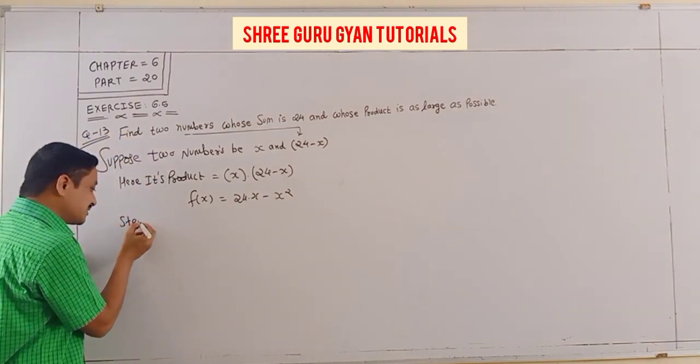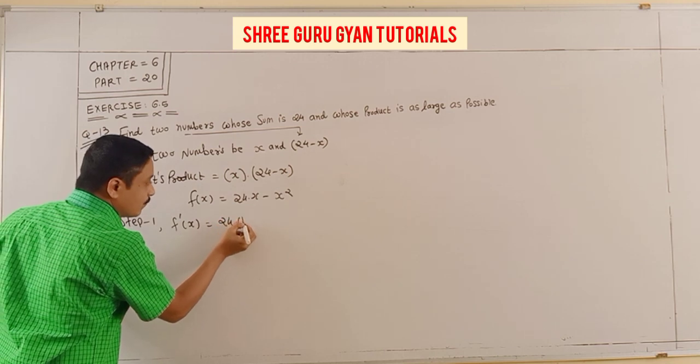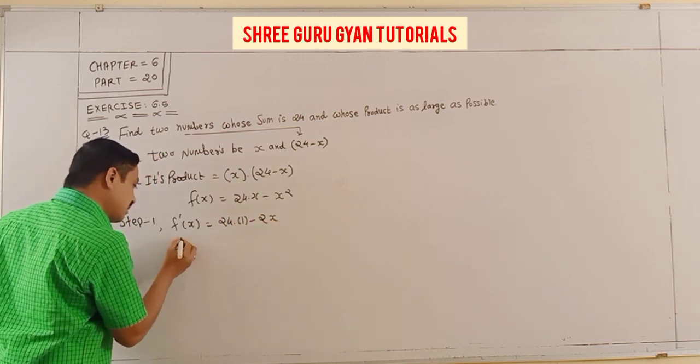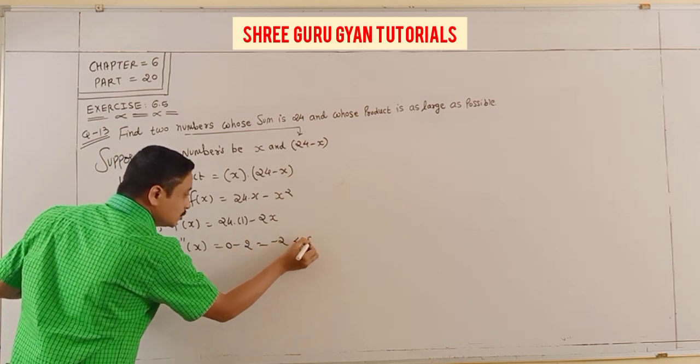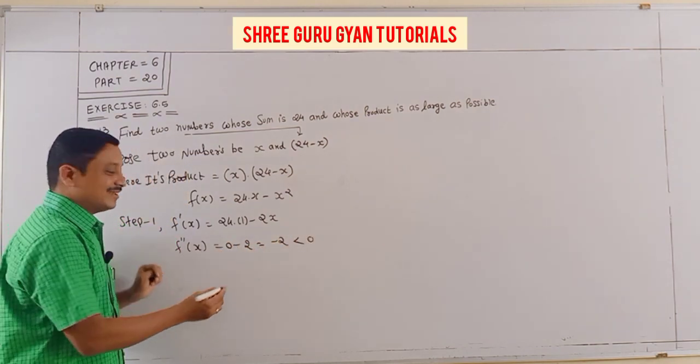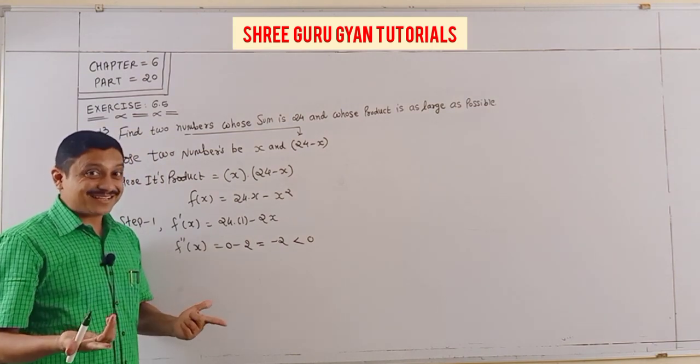So I am going ahead. Step 1, f'(x). Here 44 minus 2x. f''(x) is 0 minus 2. Yes, it is permanently less than 0. It means what? Yes, it is maximum.